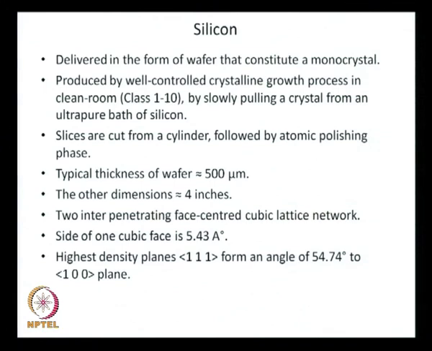Okay. So, this crystal is produced by a well controlled crystalline growth process in clean room class 1 to 10 by slowly pulling a crystal from an ultra pure bath of silicon. So, from an ultra pure bath of silicon, that material rotates and you get this silicon out from there, and this is a single monocrystal. That means this lattice structure, interpenetrating face centered cubic lattice, where two cubes are shifted by 1/4, 1/4, 1/4, that structure is retained everywhere. And then you cut it into slices.